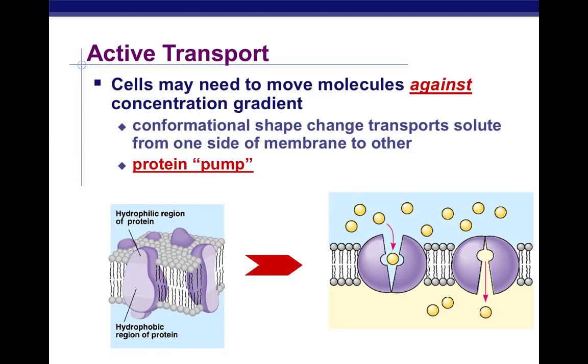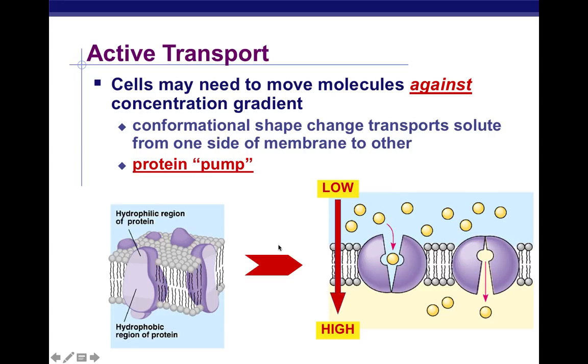And now we're moving against the gradient. So we're going from low to high. That's like riding your bike from the bottom of the hill to the top of the hill, which you know means you have to pedal really, really hard to get to the top. You're going to have to use pumps to do this. So these pumps are going to move molecules from a low concentration to a high concentration. So low to high.